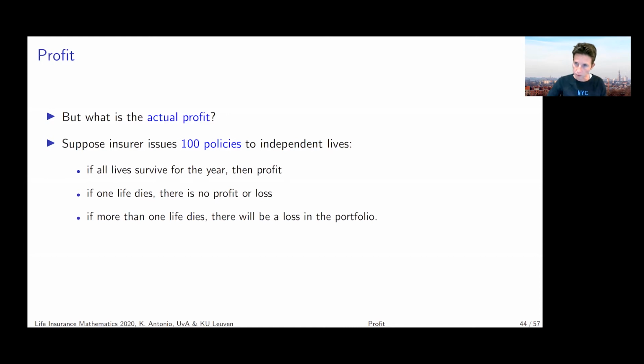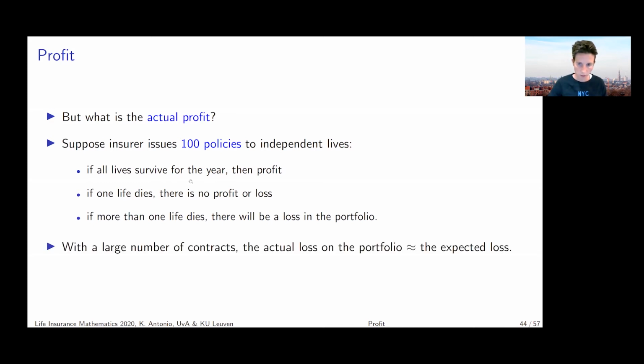You can calculate the present value of this 1,000 euro. That was 952 something. And you know that you collected the premium equal to 9.52. You collected that one 100 times at time 0. So you see then in the second bullet that the income is in equilibrium with the outflow that you have to pay. But as soon as more than one life dies, there will be a loss in this portfolio, because then you have to pay the death benefit more than one time.